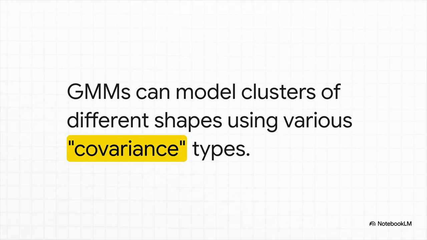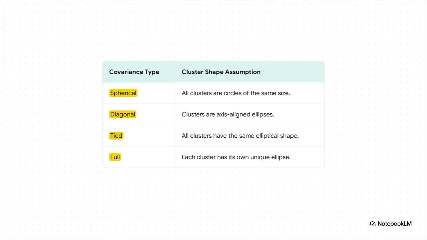This flexibility is absolutely key. And this is where you can really see that power in action. You can actually tell the model what kinds of shapes to expect. So if you set the covariance to spherical, it's going to look for perfect circles. Diagonal lets it find stretched out ellipses, but they have to be lined up with the axes. Tied lets those ellipses rotate, but they all have to have the exact same shape. And then there's full covariance, and that's just total freedom. Each cluster can be its own unique, stretched out, rotated ellipse. It's this ability to adapt that makes GMMs so incredibly useful.